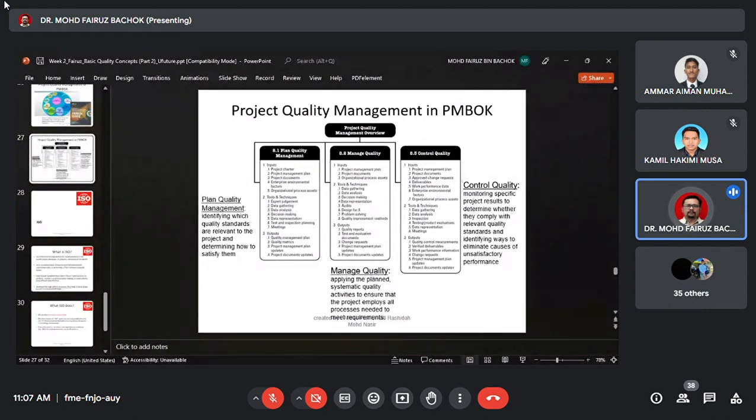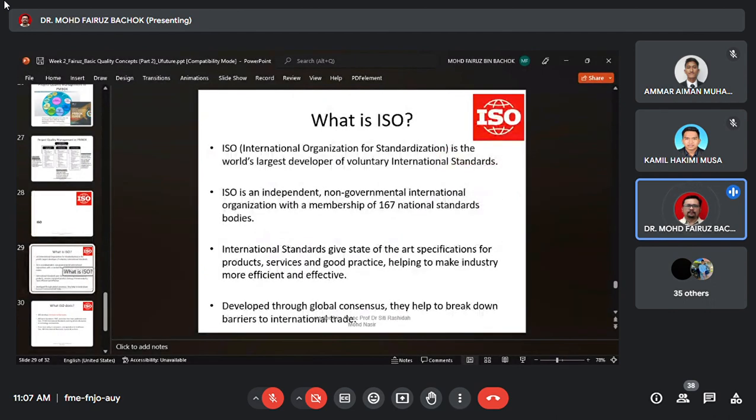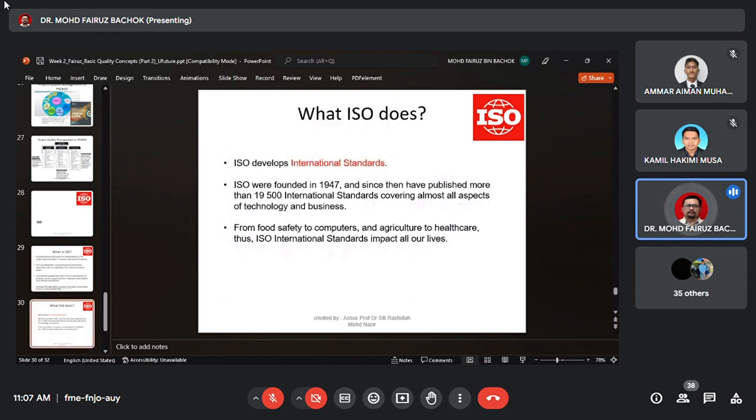Now let's go a little bit into one agency known as ISO, the International Organization for Standardization. ISO is actually an agency, an NGO. It is the world's largest developer of voluntary standards. This agency has produced many standards, more than 19,500 international standards.